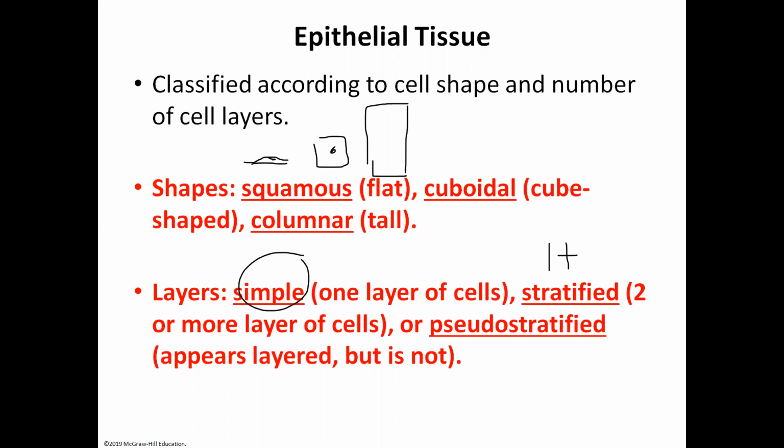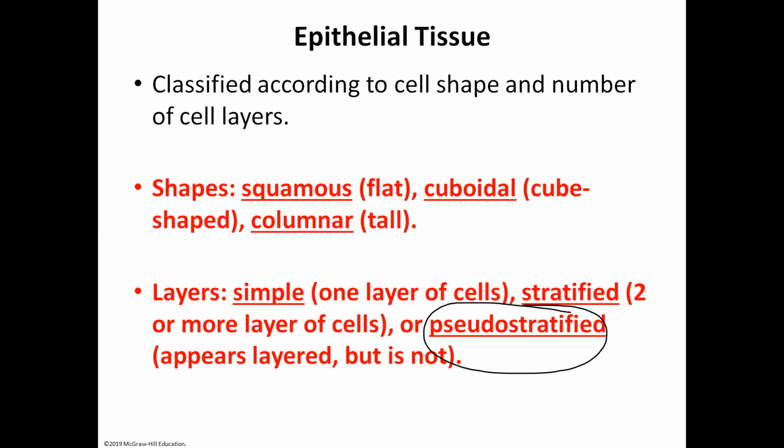And then we have a little bit of a trickster here, the pseudostratified epithelial tissue. Pseudo means false or fake. So what happens here is it looks like it's more than 1 layer, but it's actually not. It will be truly simple, but it doesn't appear so. That's why we call it pseudostratified. It's kind of a fake look of more than 1 layer.